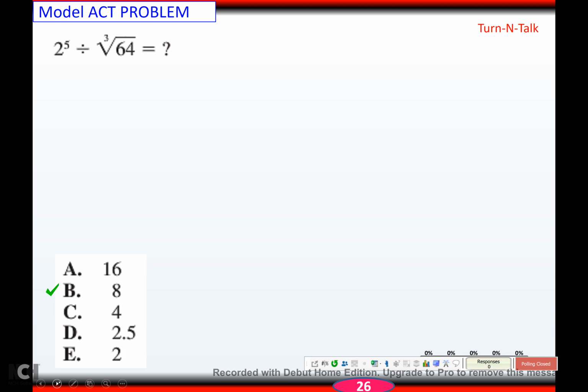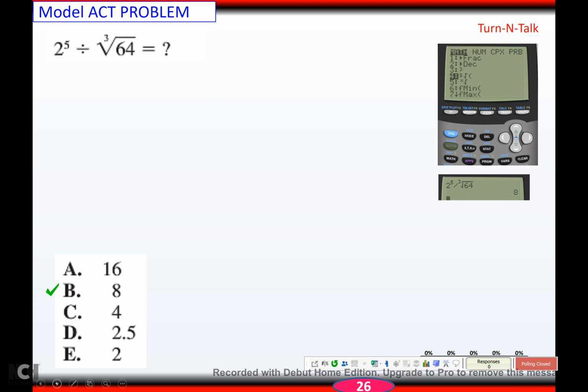All right, there's lots of ways you can go about this. One, just type it in the calculator. 2 to the 5th divided by the cube root of 64. To get a cube root, you hit math choice 4. That'll get you a cube root. Or you can do, well, 2 to the 5th is 32. The cube root of 64 is 4. 32 divided by 4 is 8.